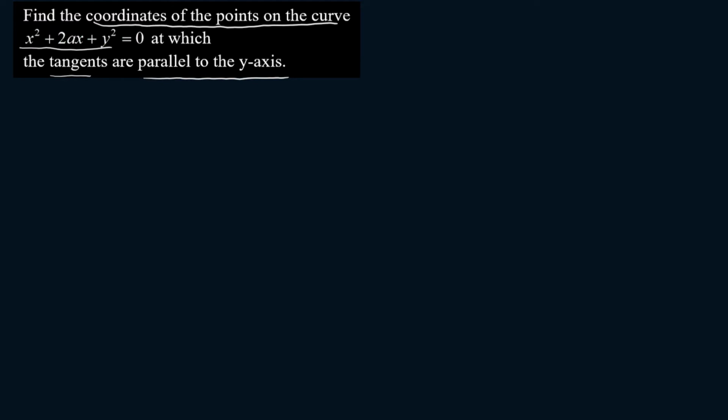First, we need to know what tangents parallel to the y-axis mean, which is always related to differentiation. If it is written that the tangents are parallel to the y-axis, we always need to use dy by dx equals 0. This is our main thing. If the equation says tangents are parallel to the y-axis, it means that we need to write dy by dx equals 0. So we know how to differentiate this.